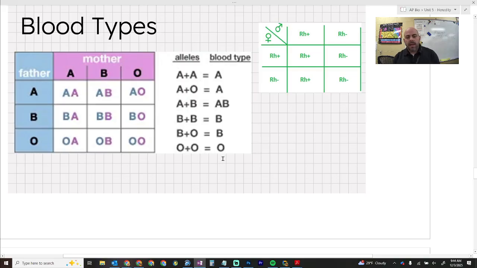Blood types are another thing that you'll see. Probably A and B are co-dominant with one another, so if you have them together, you have type AB. O is recessive, and so if you have AO or BO, then you have type A or type B, right? You can be AA or AO and be type A, right? The only way to be type O is to be OO.